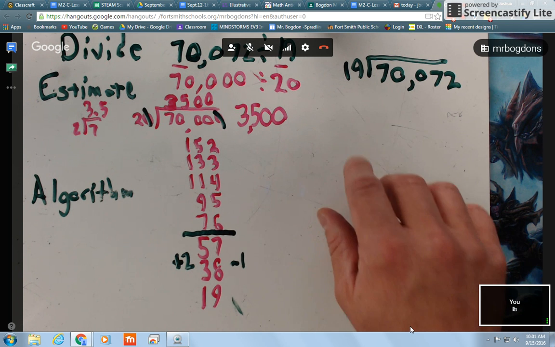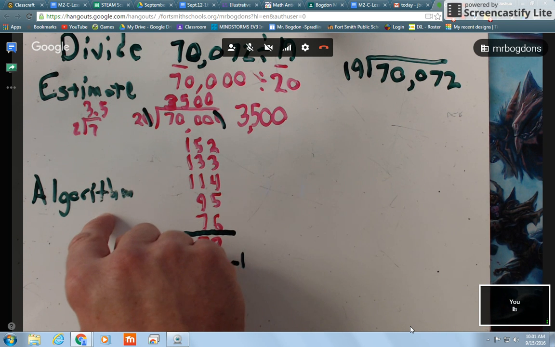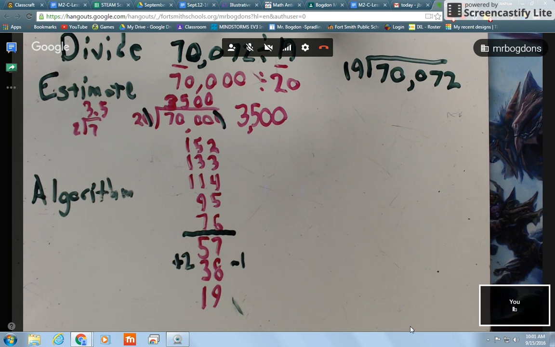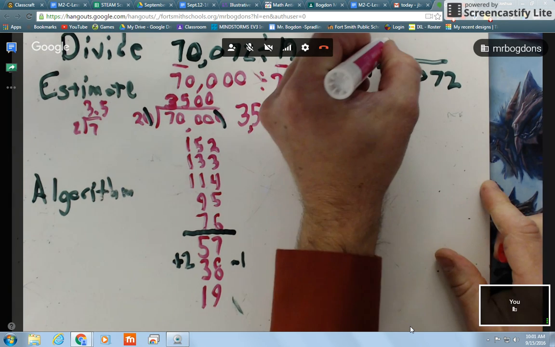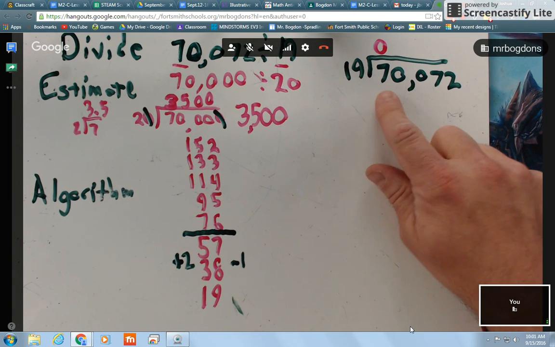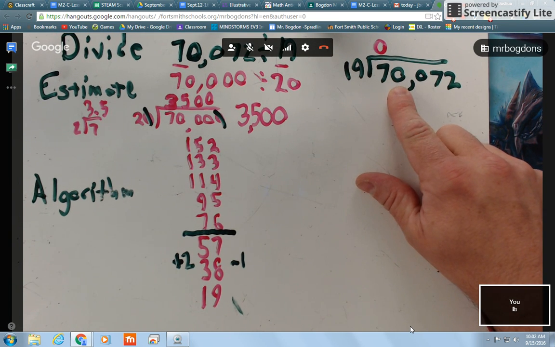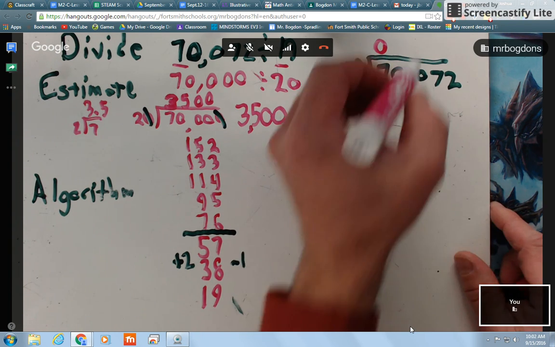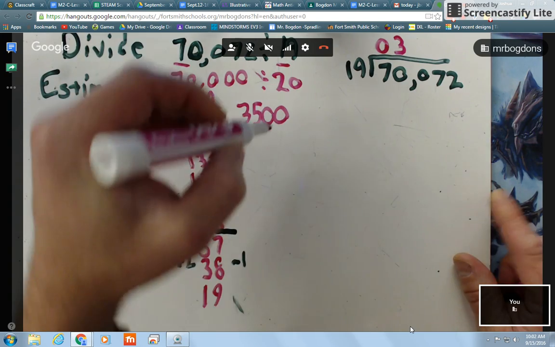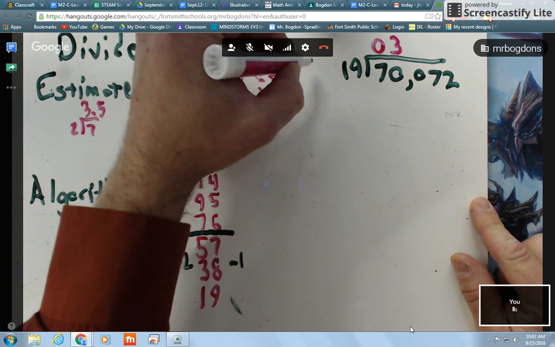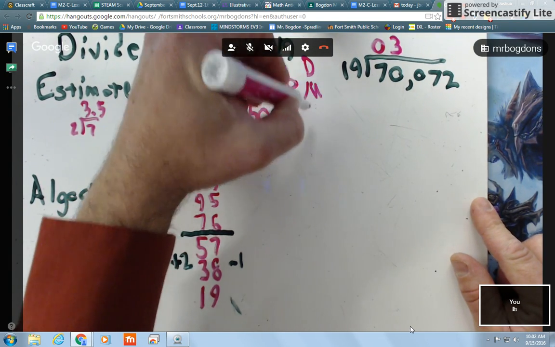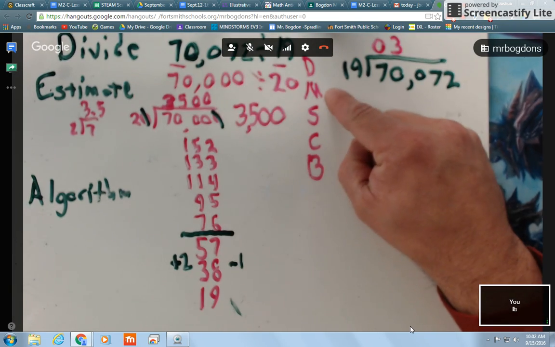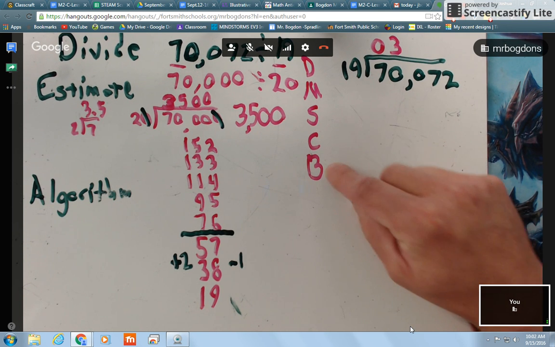Okay, so now I need to find the exact answer using the algorithm. How many times will 19 go into 7? It will not. Okay, so now how many times will 19 go into 70? I don't know, so 1, 2, 3. Does McDonald's sell cheeseburgers? Division, multiplication, subtraction, check, bring down.